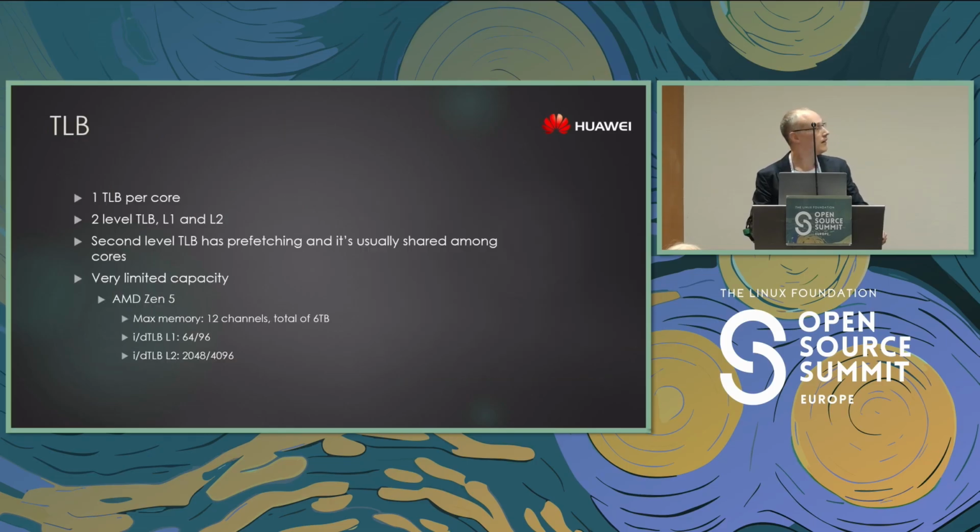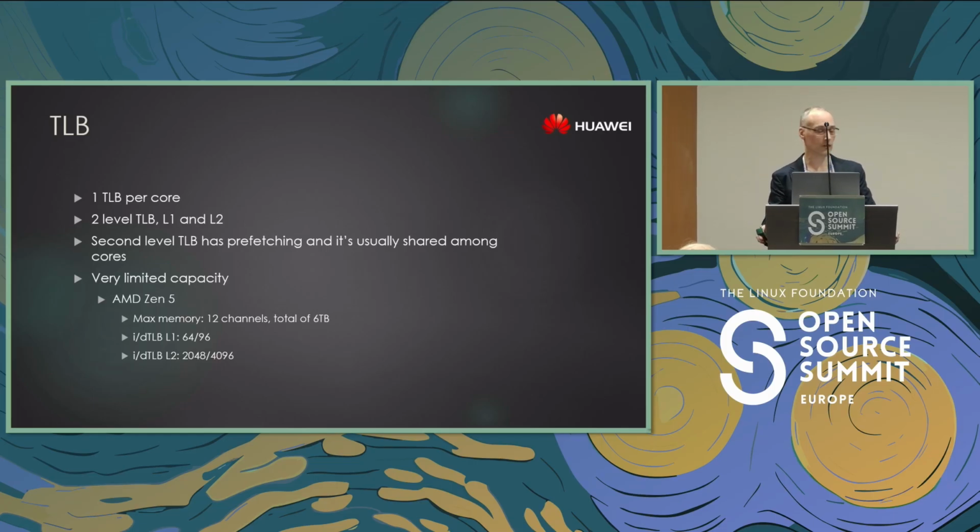As I mentioned before, the TLB, translation lookaside buffer, usually exists one per core and is part of the MMU. Nowadays you usually have a two-level TLB, L1 and L2. This is like the cache in the processors. The second-level TLB usually has prefetching.